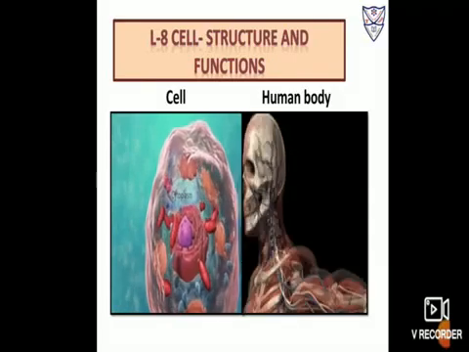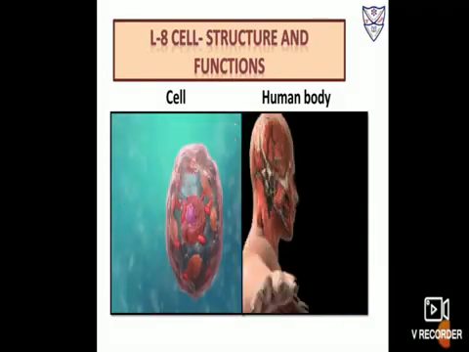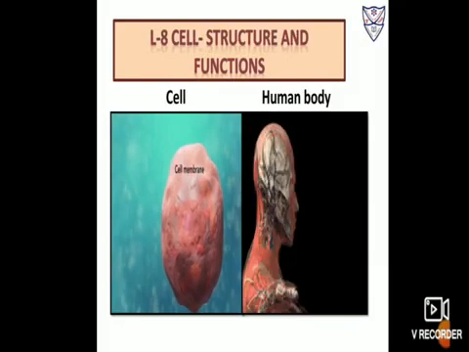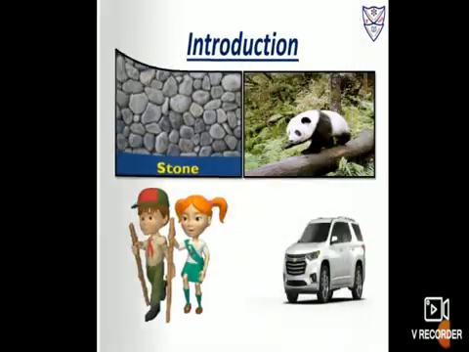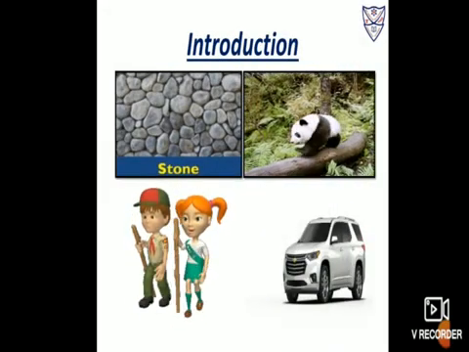Good afternoon, students. Today we are going to start with the chapter Lesson 8 Cell Structure and Functions. In this chapter we are going to discuss discovery and history of cell, instruments for studying cells, staining, unicellular and multicellular organisms, level of organization, cell shape and size, parts of the cell, prokaryotic and eukaryotic cell. So students, let us begin with the chapter.